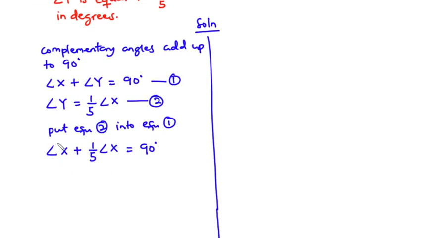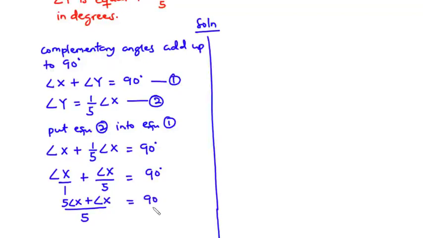Now let's simplify this expression, that is the term on the left hand side. So we have angle x over 1 plus 1/5, or better still, angle x over 5 equals 90 degrees. The LCM between 1 and 5 is 5. 5 divided by 1 is 5 times angle x is 5 angle x, plus 5 divided by 5 is 1. 1 times angle x is angle x. So this is equal to 90.